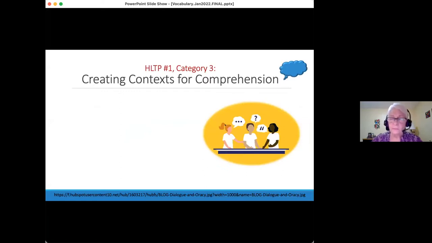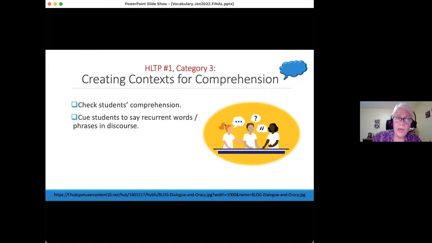And the third of the categories that's associated with high leverage teaching practice number one is creating context for comprehension. And again, I'd like you to think about which of these small grain practices you use. And again, I've only included the ones that really are associated with vocabulary acquisition. They are checking students' comprehension. So we've used those new words. Are the students comprehending them? Cueing students to say those recurrent words and phrases in their discourse, part of the application process. And providing useful expressions and phrases, there's our functional chunks. And again, there are more small grain practices, but they're not all associated with vocabulary acquisition.